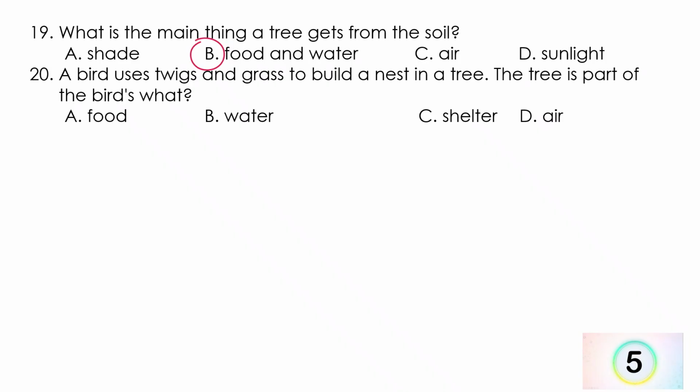20. A bird uses twigs and grass to build a nest in a tree. The tree is a part of the bird's what? A, food. B, water. C, shelter. D, air. Answer is letter C, shelter.